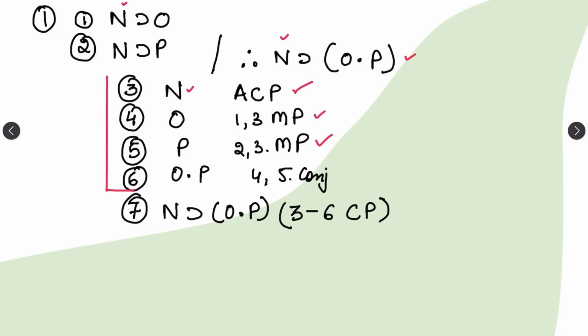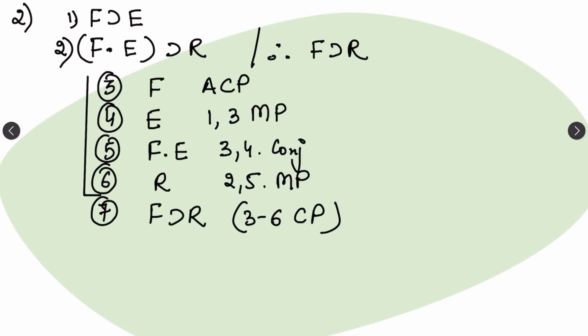So for O dot P we can do conjunction of the fourth and the fifth, so you get O dot P. Once you get O dot P, you can simply write N, which is the antecedent, horseshoe O dot P, and you have used from third to sixth CP. Let's see the next question.